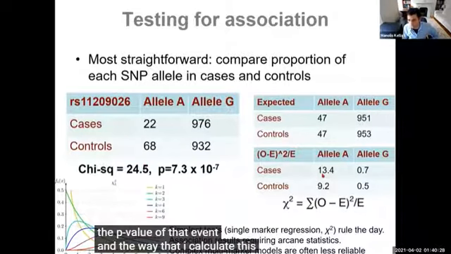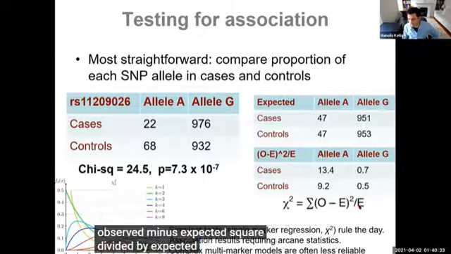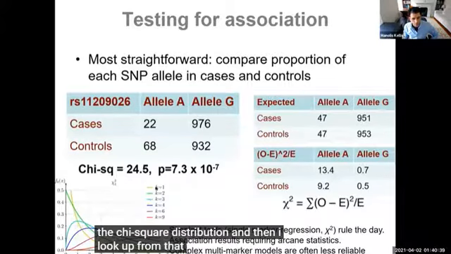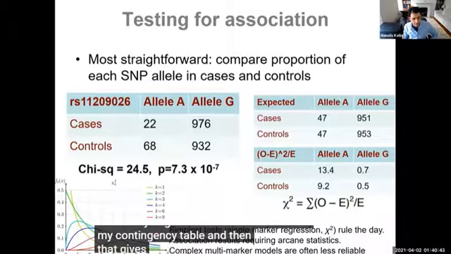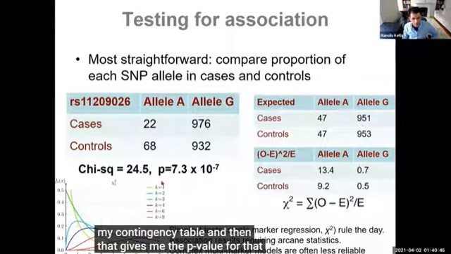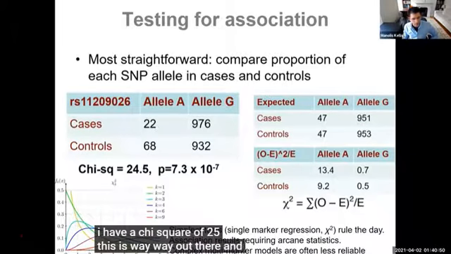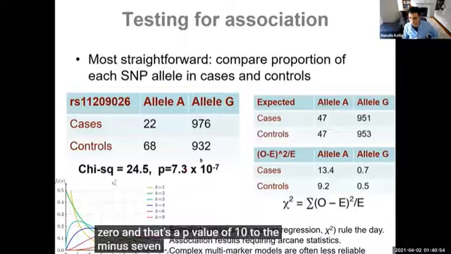And the way that I calculate this is the observed minus expected squared, divided by expected. So that's how I get the chi-square statistic. And then I look up from that table, how many degrees of freedom do I have in my contingency table? And then that gives me the p-value for that. So if I have a chi-square of 25, this is way, way out there. And that's basically way, way close to 0. And that's a p-value of 10 to the minus 7.